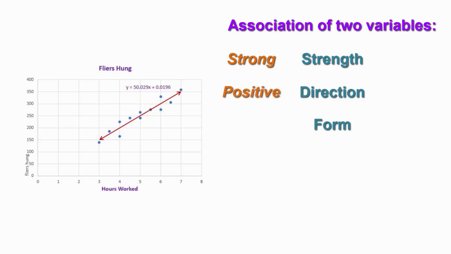The line has a positive slope. The association is also linear. Y values are closely associated to the x values via a linear model, a line of best fit. So we would describe the association, the relation between flyers hung and hours worked, as strong positive linear association.